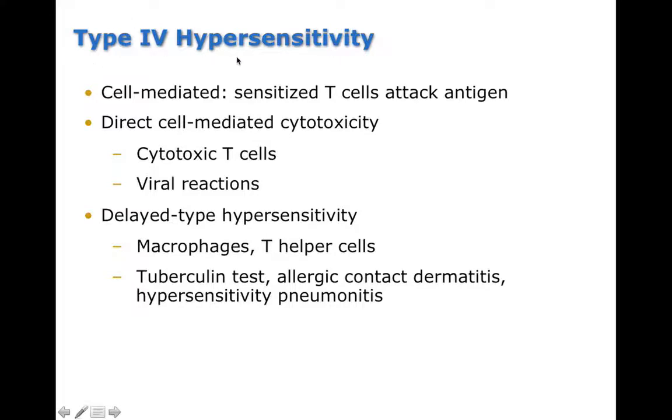So a type 4 hypersensitivity is different than the first three. This one does not have anything to do with antibodies. Rather, this is cell-mediated. This is where T cells are hypersensitized, and what can happen here then is cytotoxic T cells can actually be damaged, and this is also associated with certain viral reactions. We consider this also a delayed hypersensitivity, and it can be associated with things like macrophages and T helper cells, and it might be precipitated by things like the tuberculin test, where they're looking for tuberculosis. It can also be associated with contact dermatitis and hypersensitivity pneumonitis.